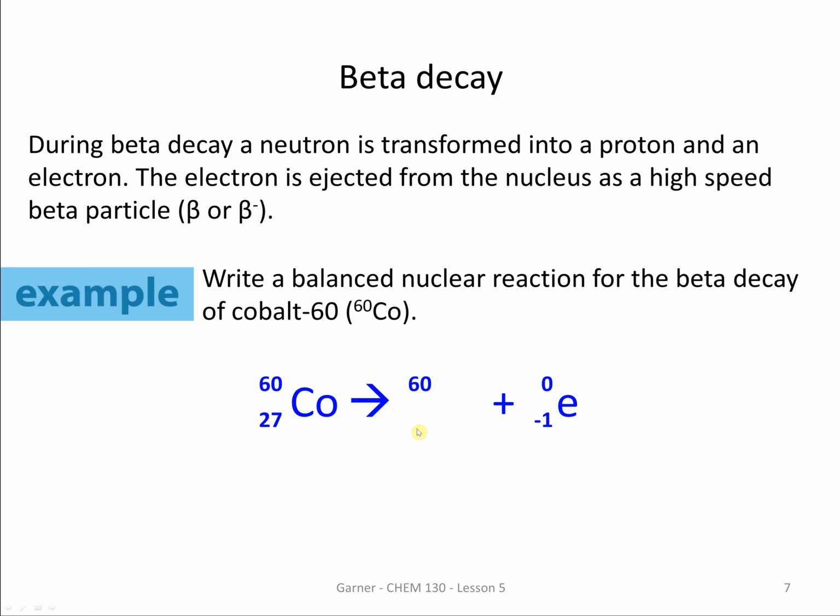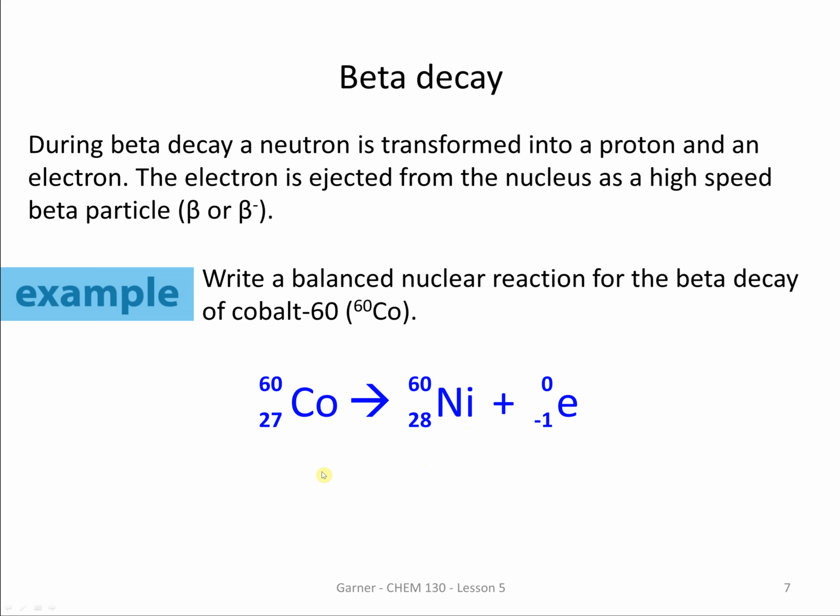I can do the same thing with the atomic numbers as well. So whatever I have here plus a -1 needs to add up to 27. So of course that's going to be 28. And again, the last step is just to take this atomic number of 28 and look at the periodic table and see which element corresponds to number 28 on the periodic table. And you should see that that's nickel. And nickel's symbol is Ni, so I'll fill that in here as my last step.